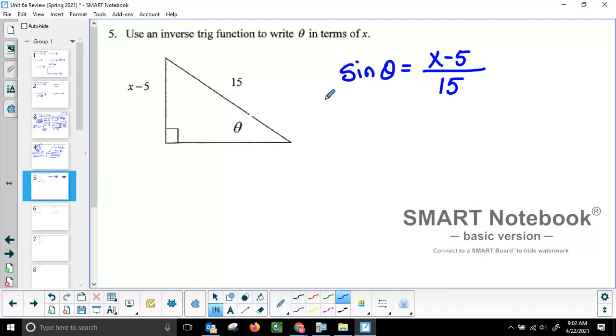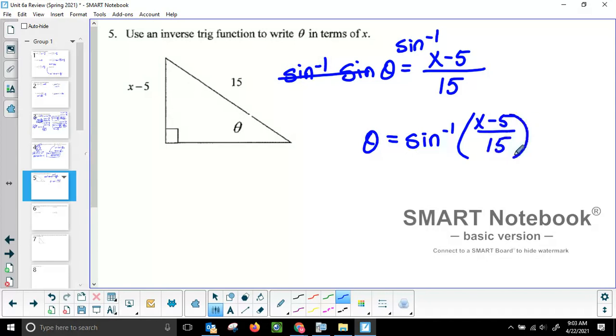Now, it says to use an inverse trig function, and I want theta equals some stuff. I haven't used an inverse trig function, but to break apart sine and theta, what do I have to do? What's the only way to undo sine? Inverse sine. It's the only way to undo a trig function. So let's take inverse sine of both sides. Now I end up with theta equals the inverse sine of x minus 5 over 15. Did I use an inverse trig function? Do I have theta equals some stuff with an x in it? Yeah, I'm done. That's it. For some reason, that's another problem that people just leave blank, and it's really not hard at all. Just use SOHCAHTOA and then use an inverse trig function.